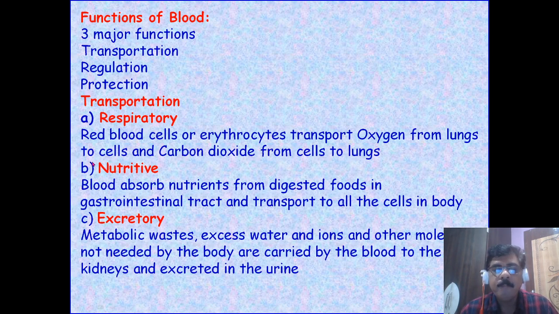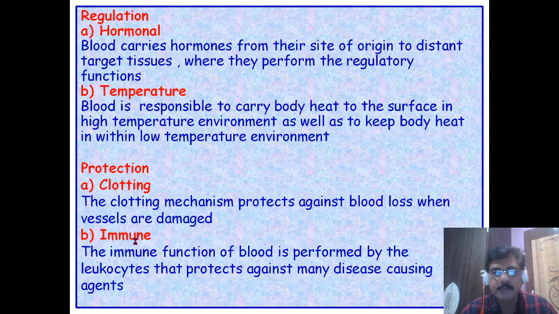the hemoglobin. Then nutritive, the blood absorbs the nutrients like glucose from the digested food in the gastrointestinal tract and transports it to all the cells of the body. Then it also transports the excretory material: metabolic waste, excess water and ions and other molecules not needed by the body are carried by blood to the kidneys and excreted in the urine. Materials like urea, uric acid, creatinine are all excreted with the help of the blood.